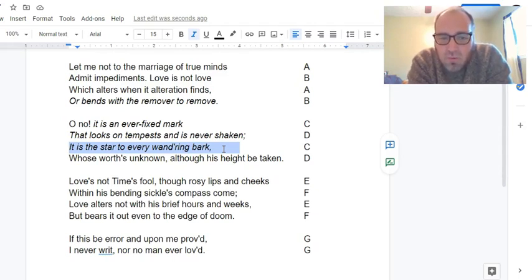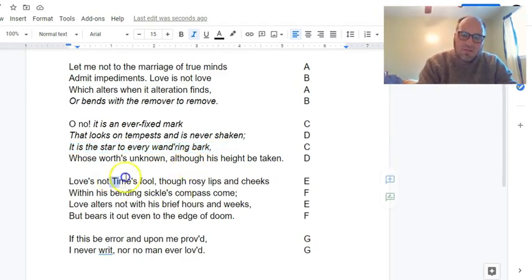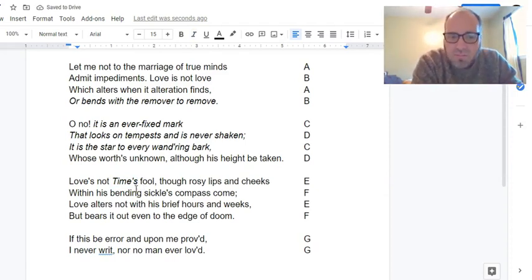Then he moves into a third quatrain. He says, love's not time's fool. Well, time is capitalized. That's a personification of time as if it's a person. So I think you're supposed to picture a sort of Father Time there. The rosy lips and cheeks within his bending sickle's compass come. I love that line. It's beautiful.